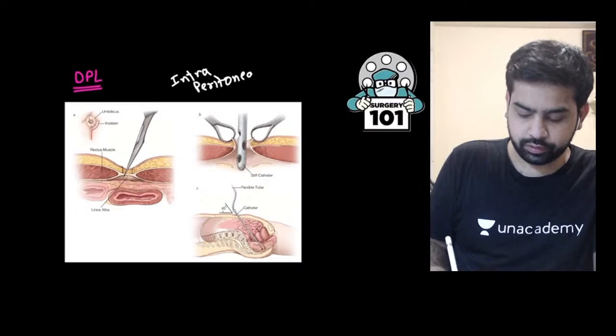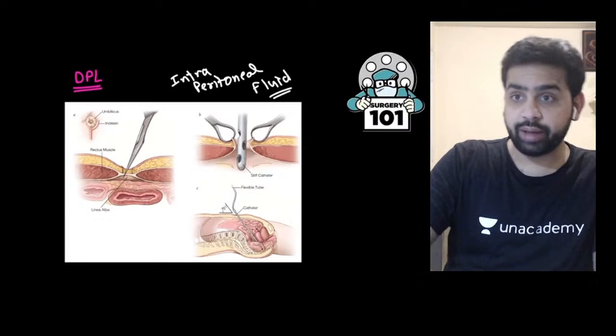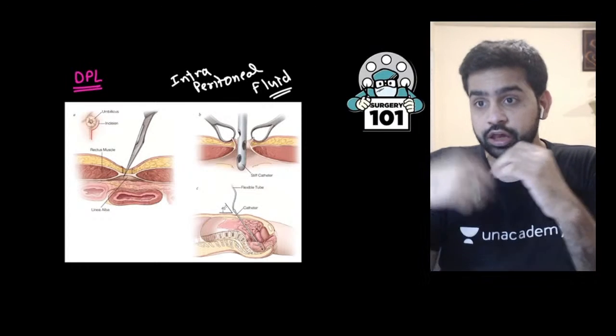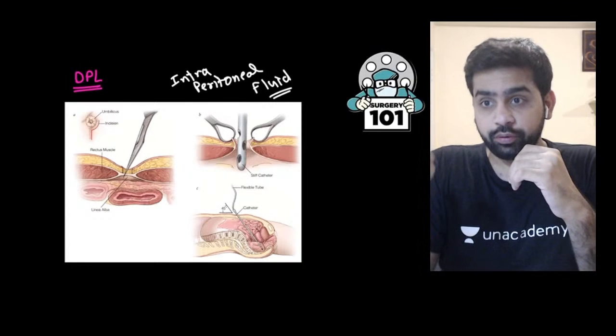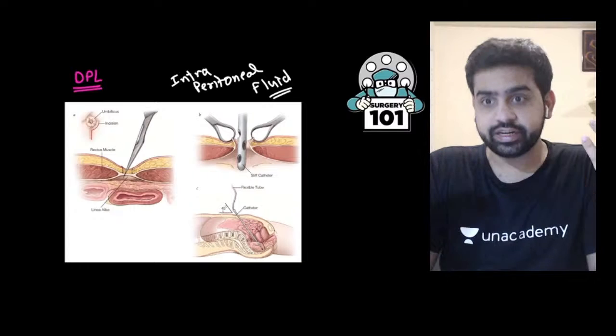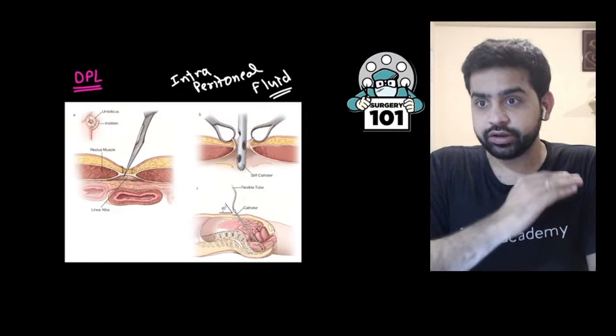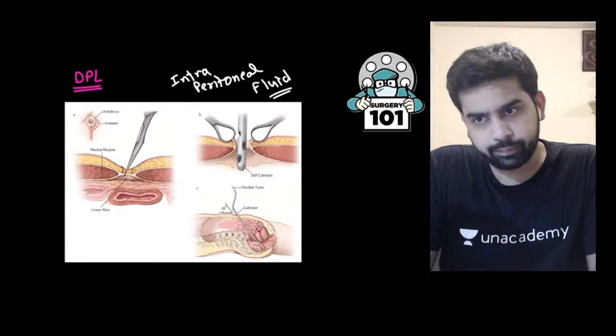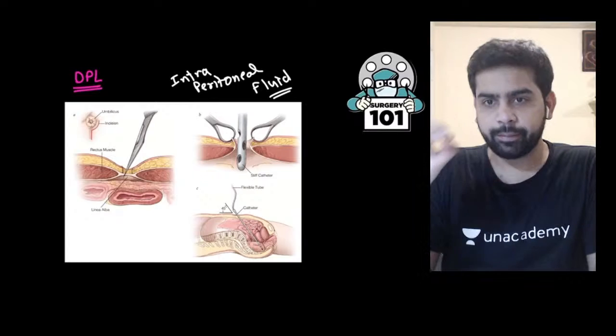Peritoneal fluid. Around 30, 40, 50 years back, we did not have USG, so we couldn't perform a FAST. But still, the surgeons at that time had a dilemma about whether there was any intraperitoneal fluid collection or not. In that scenario, they used to perform a diagnostic peritoneal lavage.